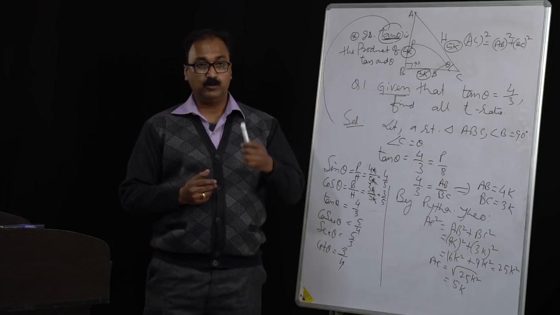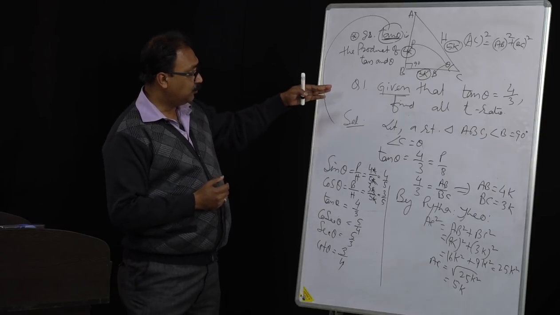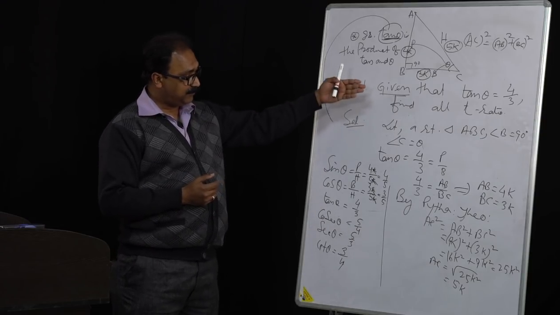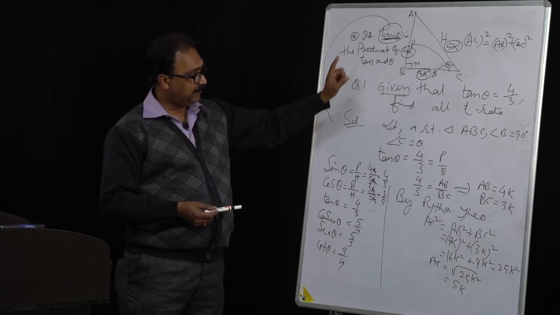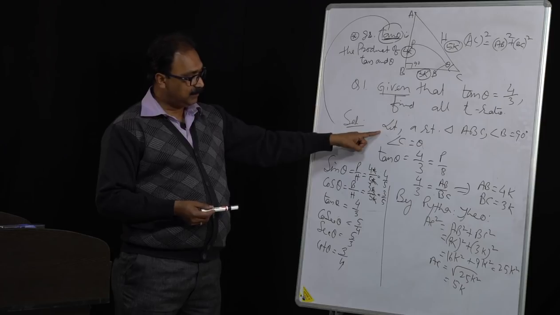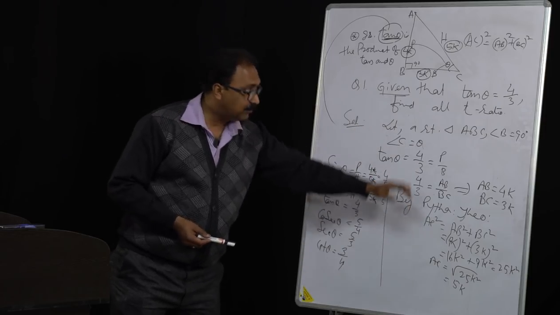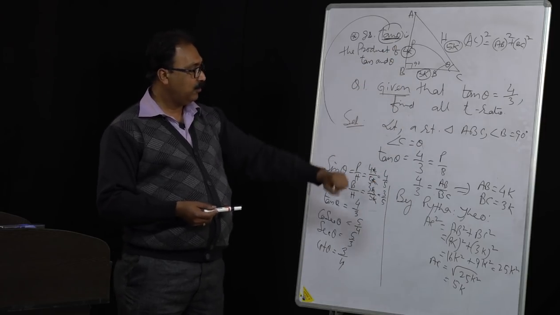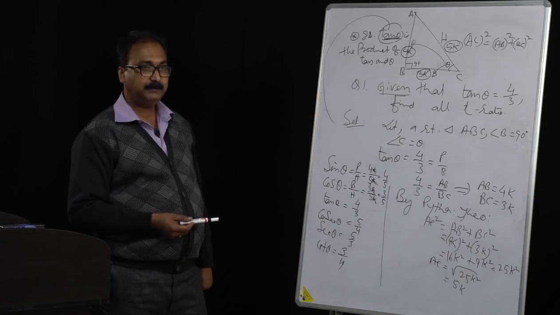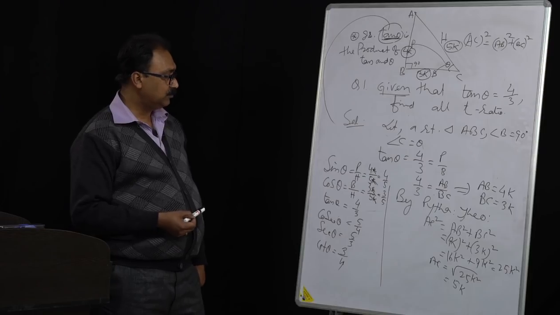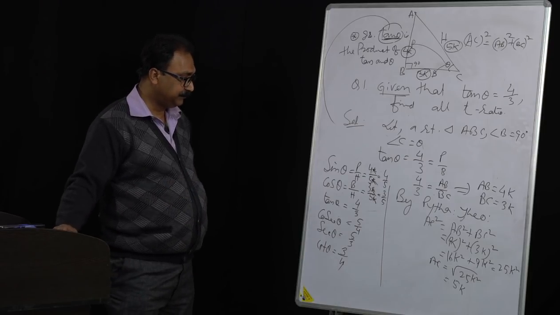Clear? So now, in order to solve this type of question, you have to solve like this. First, you have to draw the right triangle, mention what you consider, come to the Pythagoras theorem, find all the side values, then only you will be able to find the T ratios. Clear? So please copy down this.